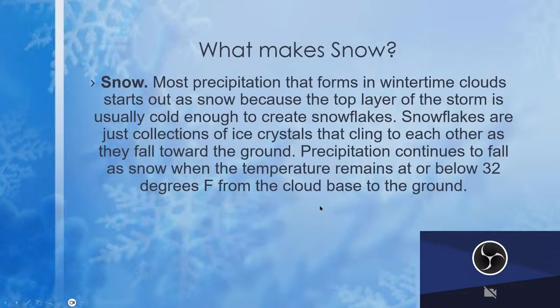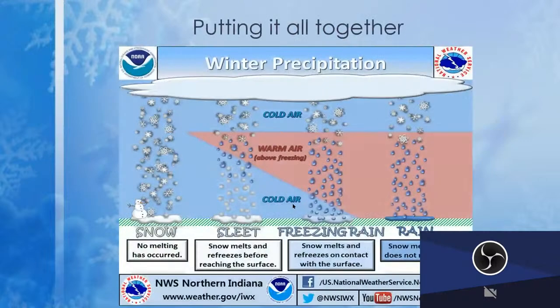Snow: most precipitation that forms in the wintertime, whether it be sleet or freezing rain or snow, starts as snow in the clouds, and the snowflakes are just collections of ice crystals that cling to each other as they fall to the ground. The precipitation continues to fall as snow when the temperature remains at or below 32 degrees from the cloud base to the ground.